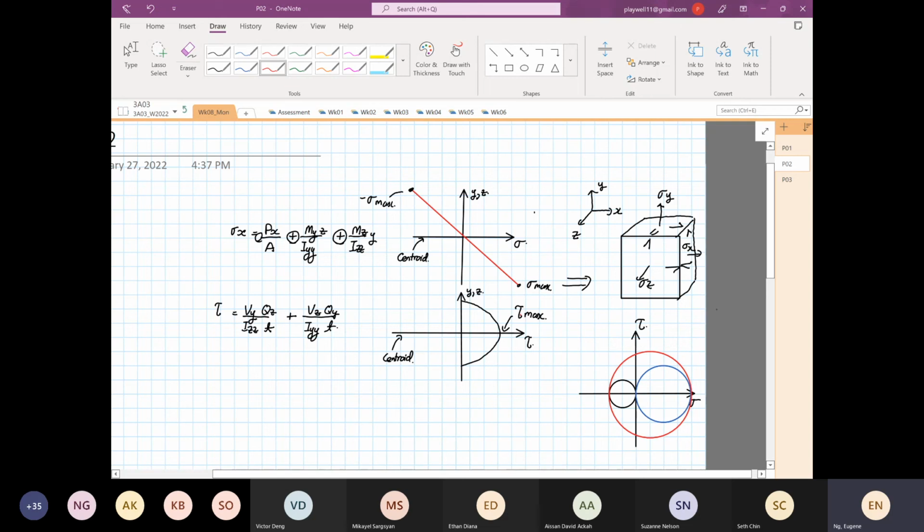So what do I mean by that? For example, this represents your XY plane. This represents your XZ plane. And this last circle represents your YZ plane. The objective is to determine principal stresses, to find stress 1 and to find stress 2. That is the objective.